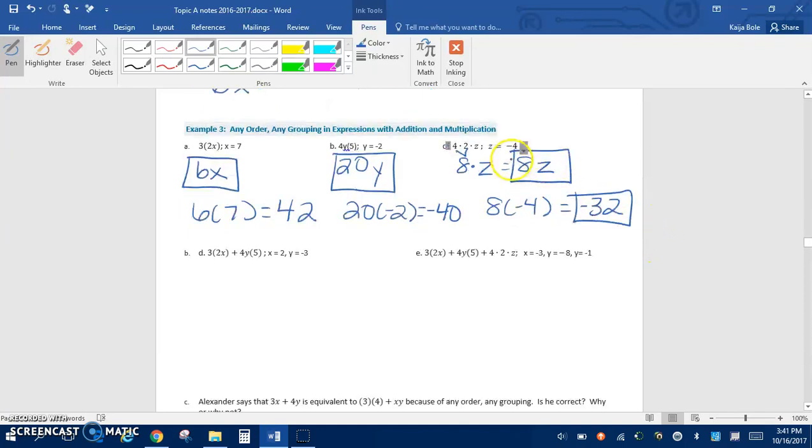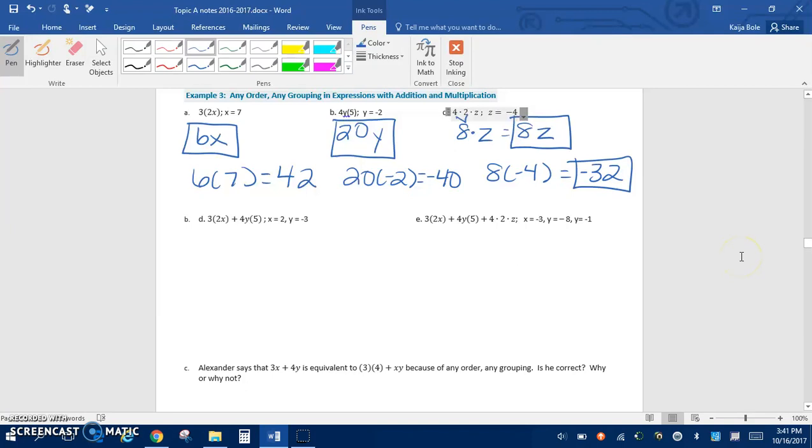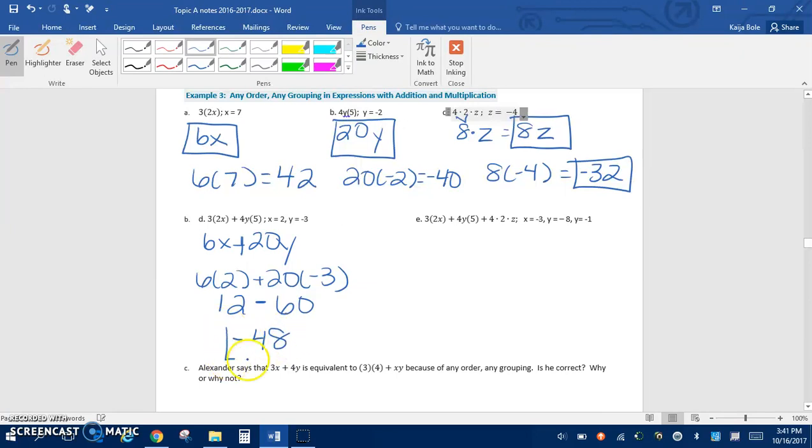Okay, 2 more here. So we've got more than one term that needs to be multiplied. So we have 3 times 2x, which is 6x, plus 4y times 5, which gives us 20y. Then we need to evaluate, so we're going to do 6 times 2 plus 20 times negative 3. So we have 12 minus 60, and 12 minus 60 gives us a negative 48.